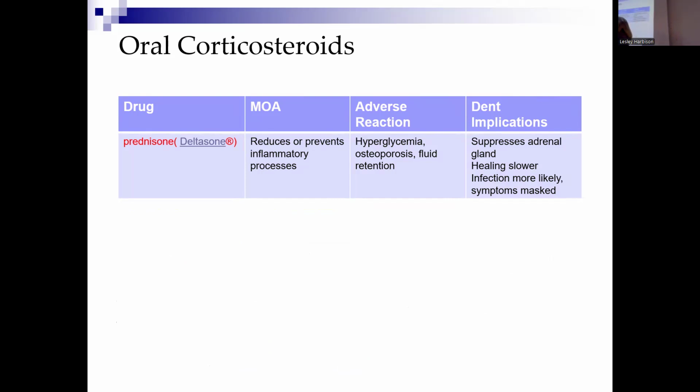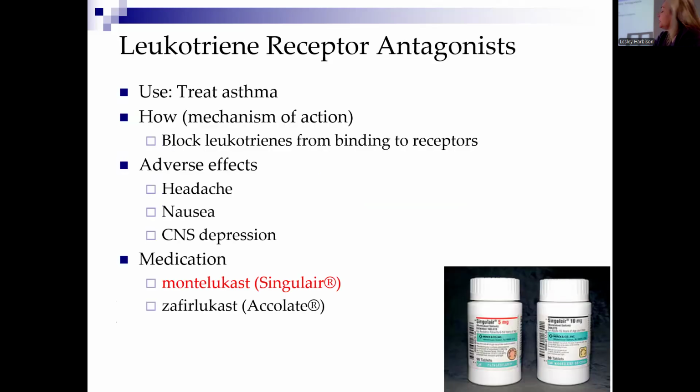Prednisone is, there are others besides prednisone, but that is a very long-standing, popular systemic corticosteroid. It reduces or prevents inflammatory processes. Hyperglycemia is an adverse reaction, along with osteoporosis and fluid retention. Dental implications: it suppresses the adrenal gland. It affects wound healing, and infection is more likely to be masked if you're taking an anti-inflammatory.